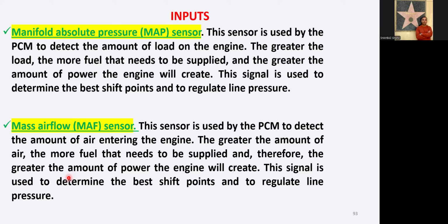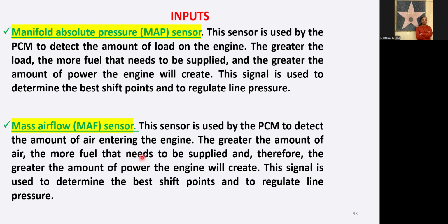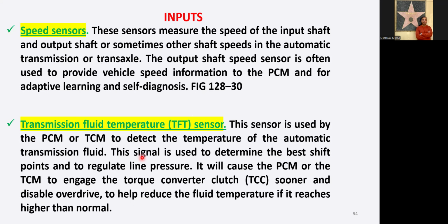This signal is used to determine the best shift points and to regulate the line pressure. So all these input sensors, the mass airflow sensor, manifold absolute pressure sensor, throttle position sensor, engine speed sensor, and transmission range switches, are providing the input to your powertrain control module. That powertrain control module then senses it and performs the function.